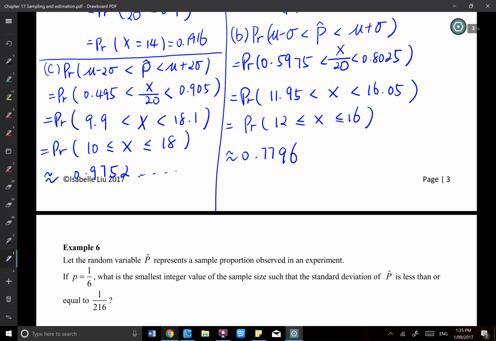And you know p hat is x over 20, so times 20 on each side. X will be in between 9.9 and 18.1. But you adjust that to whole integer numbers, that will be 10 to 18. And you put it into the calculator, you have 0.9752. Any questions to that? No? Okay, next one.